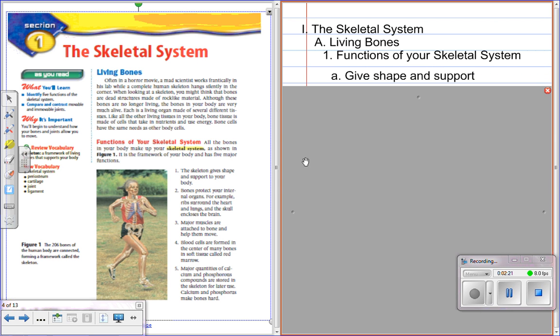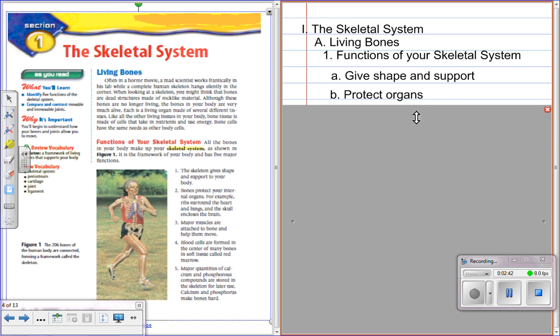We know that. Now, bones protect your internal organs. For example, the ribs surround the heart and lungs, and the skull encloses the brain. Okay, you need to tell me tomorrow what skeletal structure surrounds the spinal cord. You need to tell me that tomorrow. Okay, second function of the skeletal system is it protects our organs.